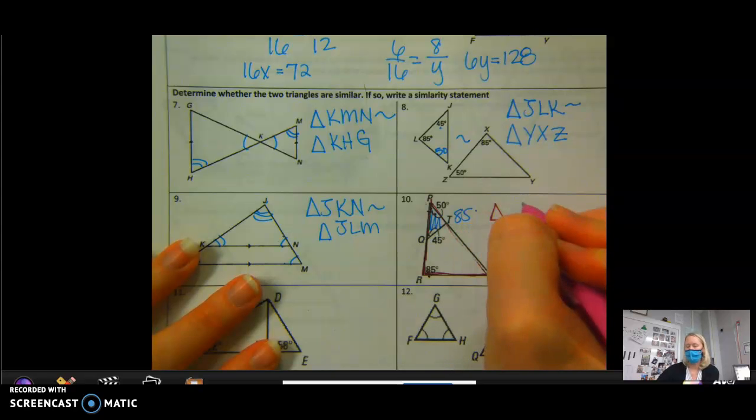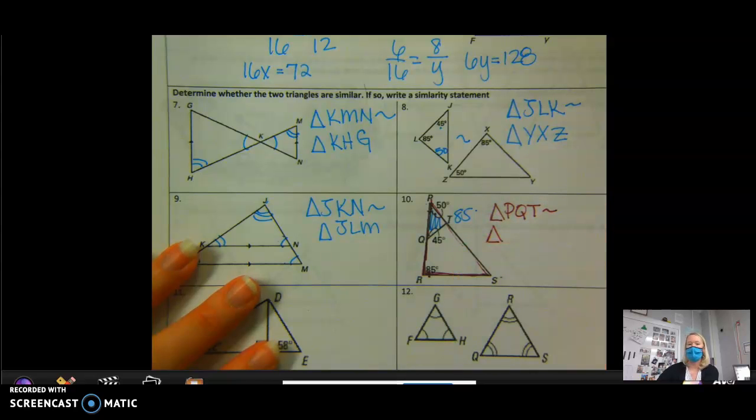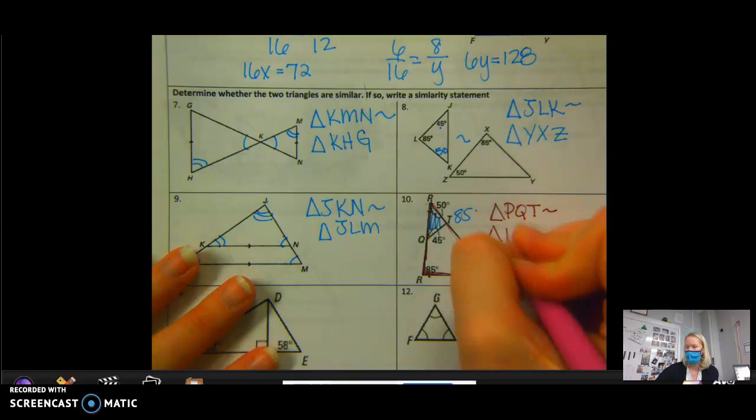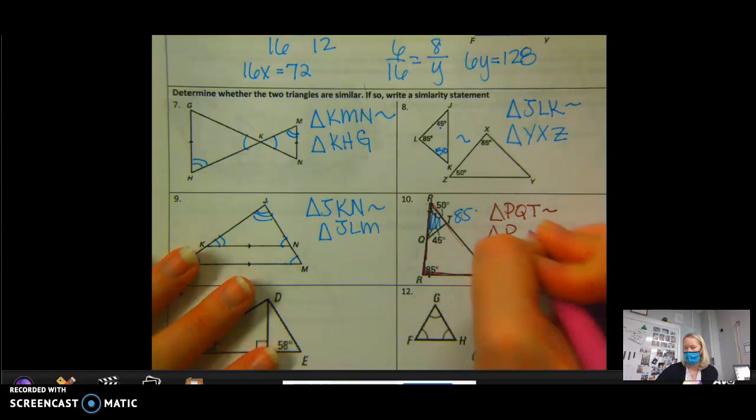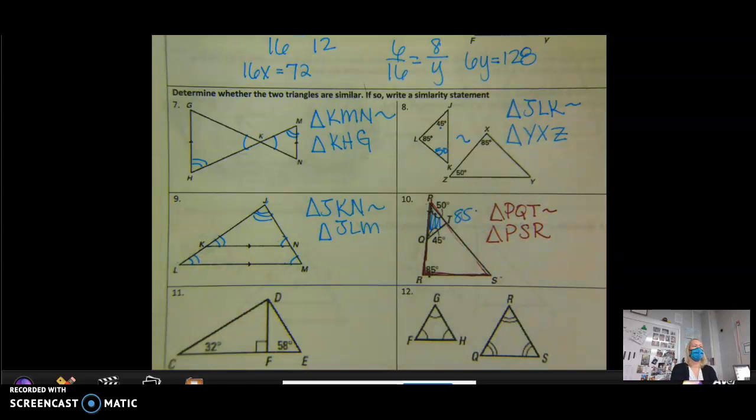So we have triangle PQT is similar to triangle. What matches up with P on the other triangle? P. What matches up with Q? And then with T? There we go. Any questions on that one?